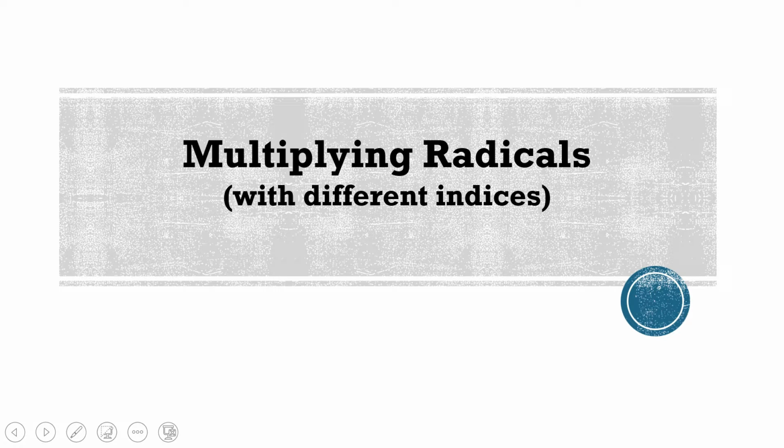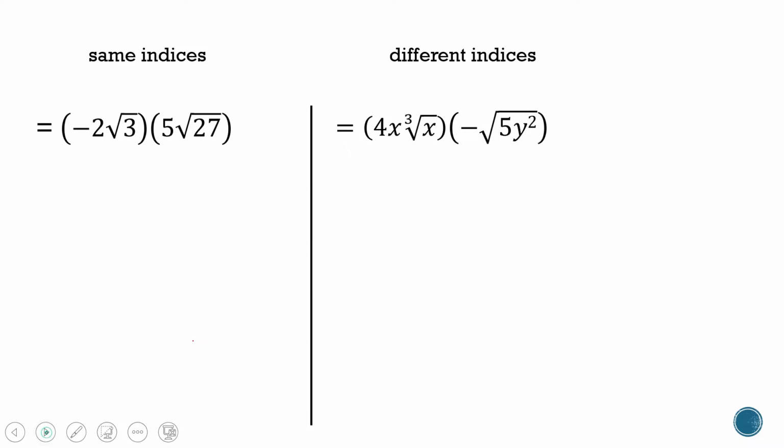Good morning. This lesson is about multiplying radicals with different indices. Before I give you an example on how to multiply with different indices, I will first give you an example that has radicals with the same indices. The reason I'm giving you this first is that it will serve as a review for multiplying radicals. When we multiply radicals, the indices should be the same.